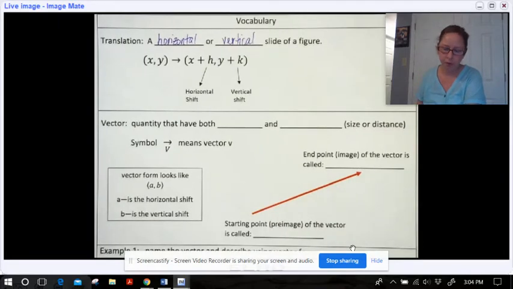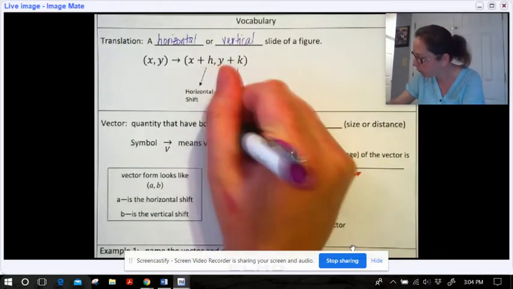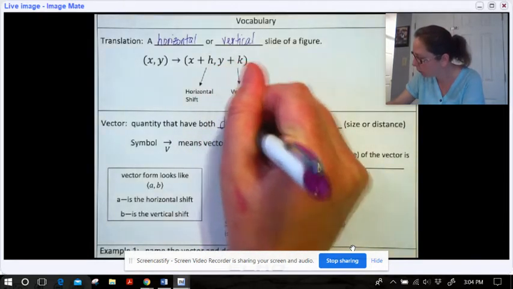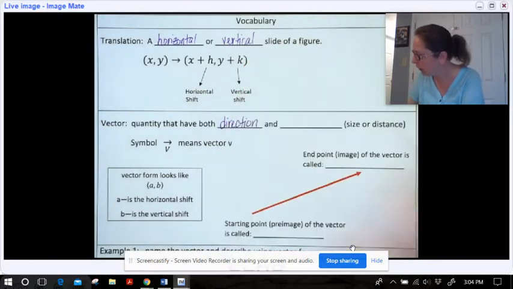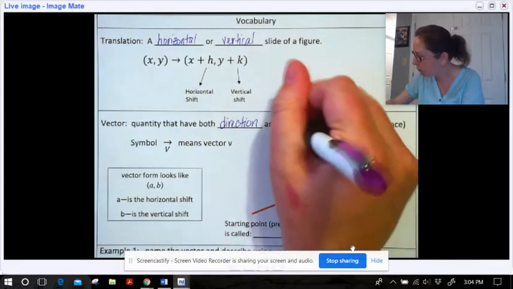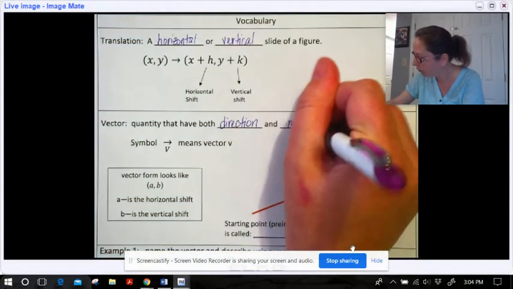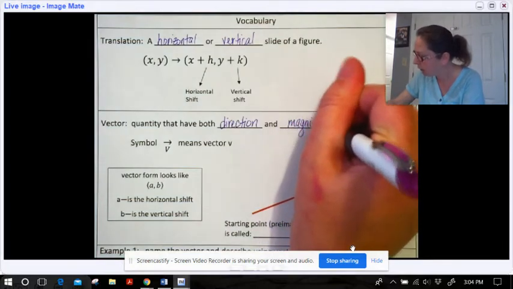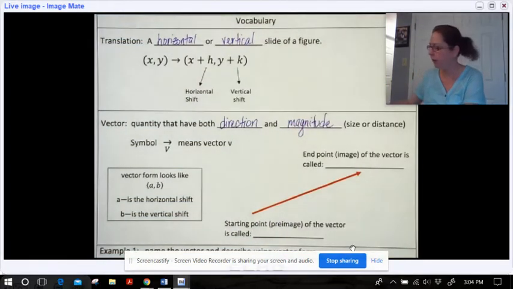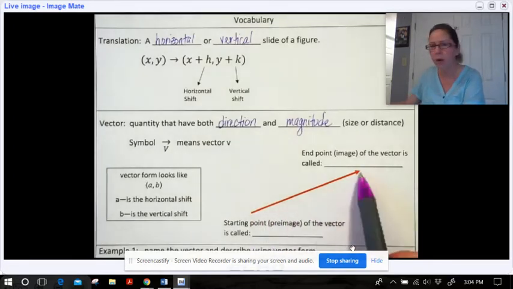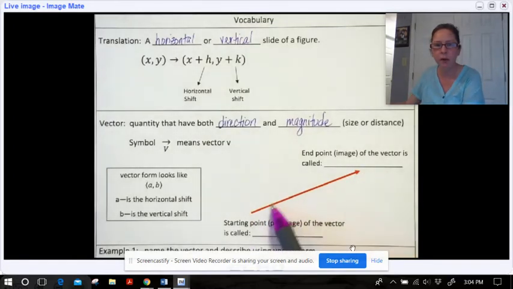A vector. A vector is a quantity that has both direction and magnitude. I think that we understand what direction is. This arrow is going one direction, so it has a starting point and an ending point.